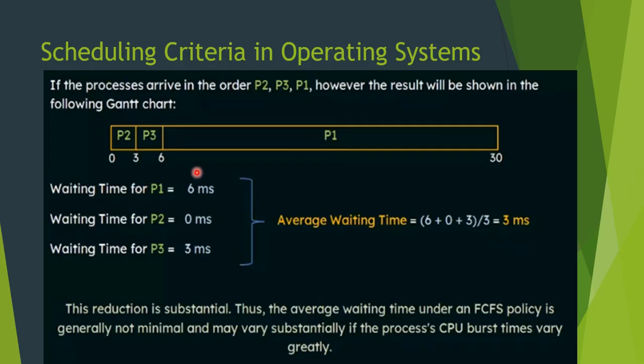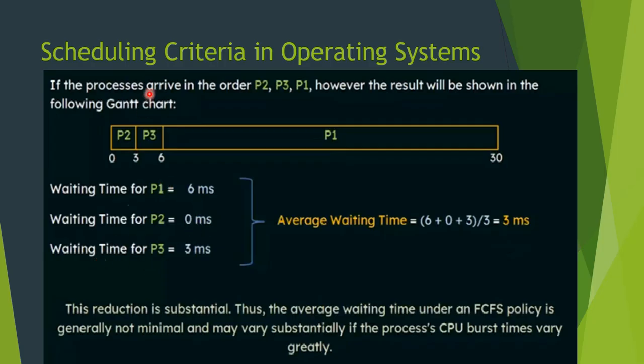So the waiting time eventually would be, process 1 had to wait for only 6 milliseconds because it had to wait for process 2 and process 3 to get done before it could use the CPU. So 3 plus 3 would give us 6. So it waited for 6 milliseconds. Then the waiting time for process 2, since it was the first process here, it never waited for any seconds. It only waited for 0 milliseconds, and then it was given the CPU.